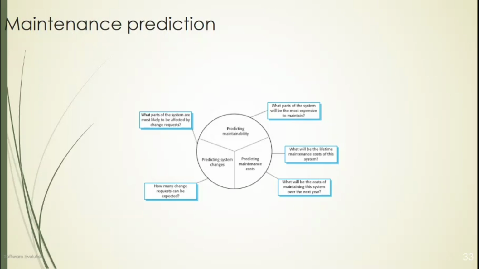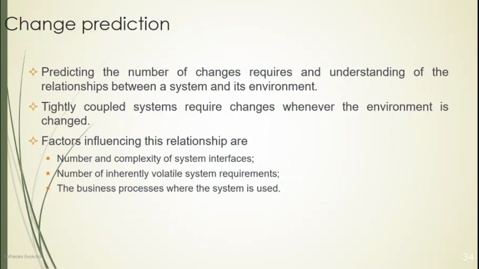Whenever you purchase software, the maintenance prediction has to be analyzed in these steps. So you can see change prediction: predicting the number of changes requires an understanding of the relationship between the system and its environment. A tightly coupled system requires changes whenever the environment is changed. Factors influencing these relationships are the number and complexity of the system interfaces, the number of inherently volatile system requirements, and third, the business processes in which the system is used.